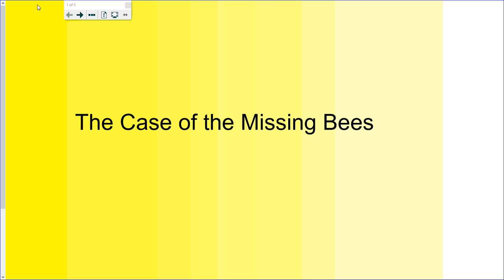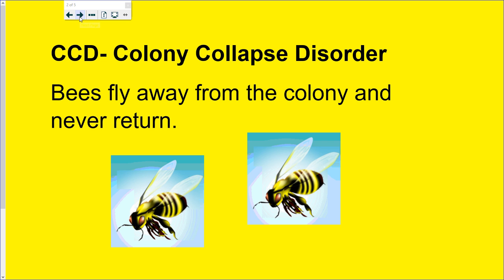The Case of the Missing Bees is a persuasive article. It's trying to get you to think one way about the case of the missing bees. Hopefully, you could pick up on which one they were leaning towards. But the CCD is the colony collapse disorder, and as you read, that is when bees fly away from the colony and they never return.